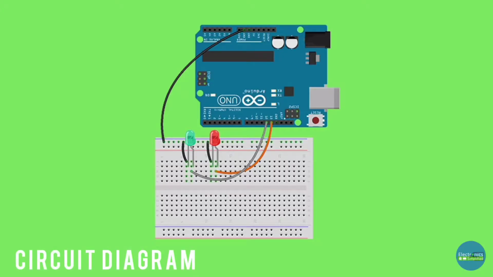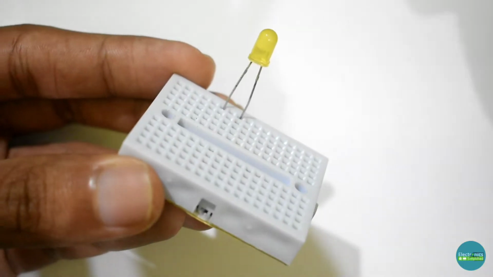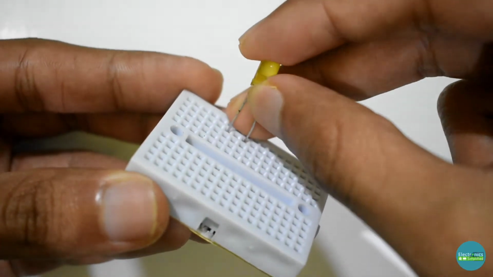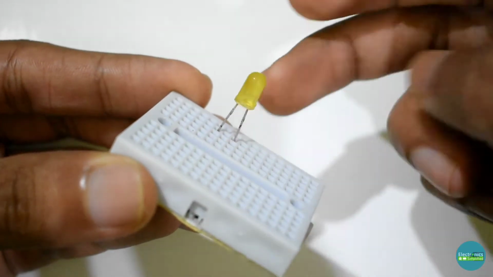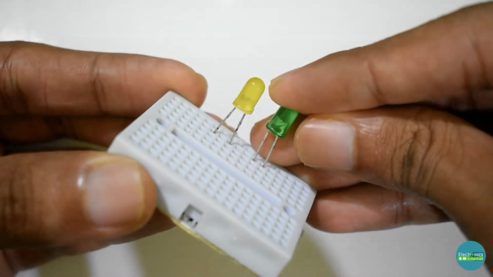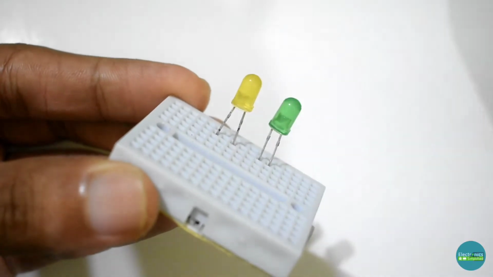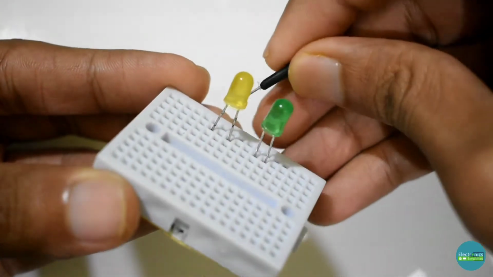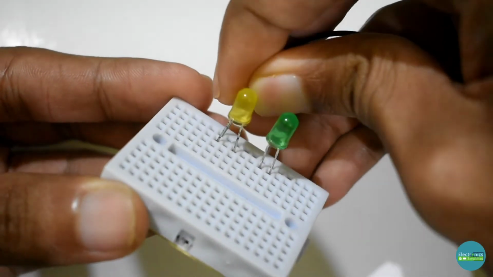So this is the circuit diagram that we have here. Let's start connecting the circuit. When we connect the circuit, just see that the positive terminal of the LED is on the right hand side. So I'm going to connect both the LEDs with the terminals on the right hand side. Then we need to connect the grounds together. So I connect the grounds of both the LEDs.